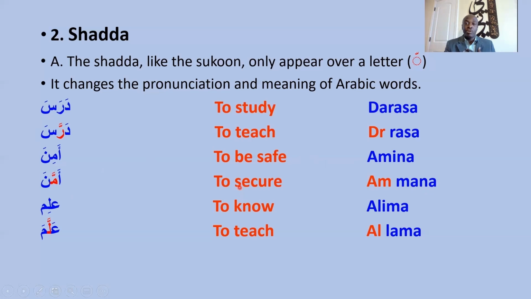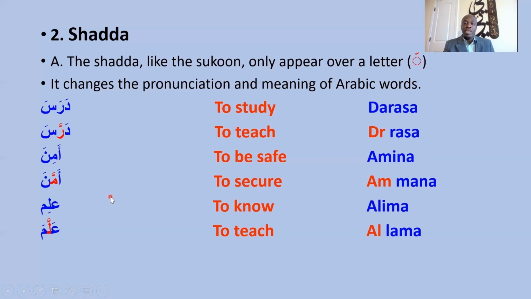That means not to secure yourself, but to secure something else. Say you secure your building or your house, or you secure your office by locking the office, or you secure any other place to make it safe. So amina is to be safe within yourself. Ammana is to make something else safe. See, this is how the shadda affects the meaning.